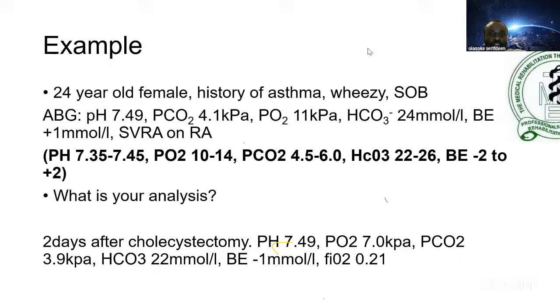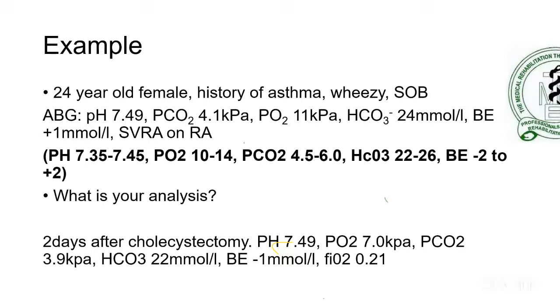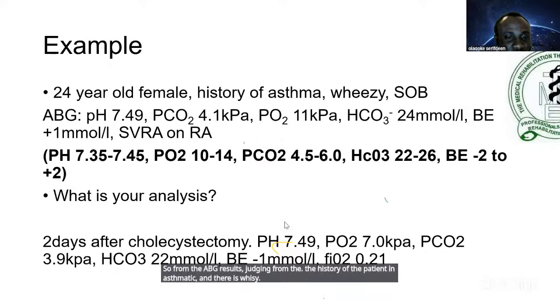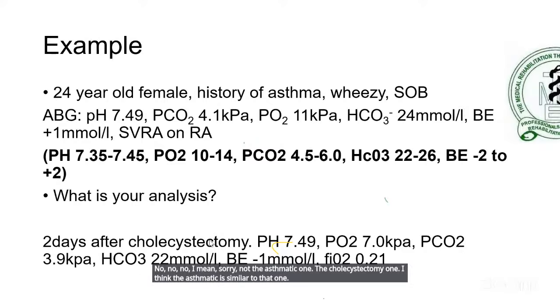Who is there? Hello? Hello, sir. Yeah, go ahead, ma. So from the ABG result, judging from the history of the patient, is asthmatic. No, I mean, sorry, not the asthmatic one, the cholecystectomy one. I think the asthmatic is similar to that one. The cholecystectomy. Yeah.